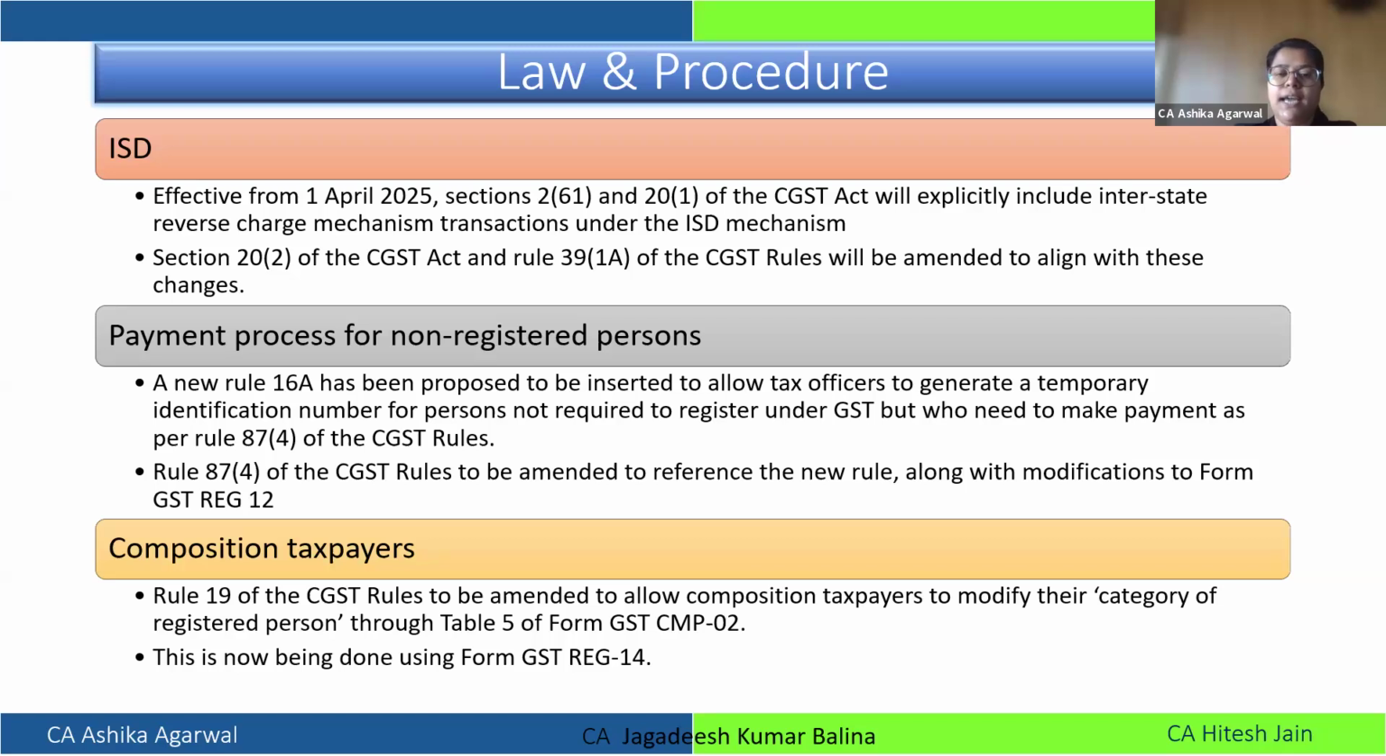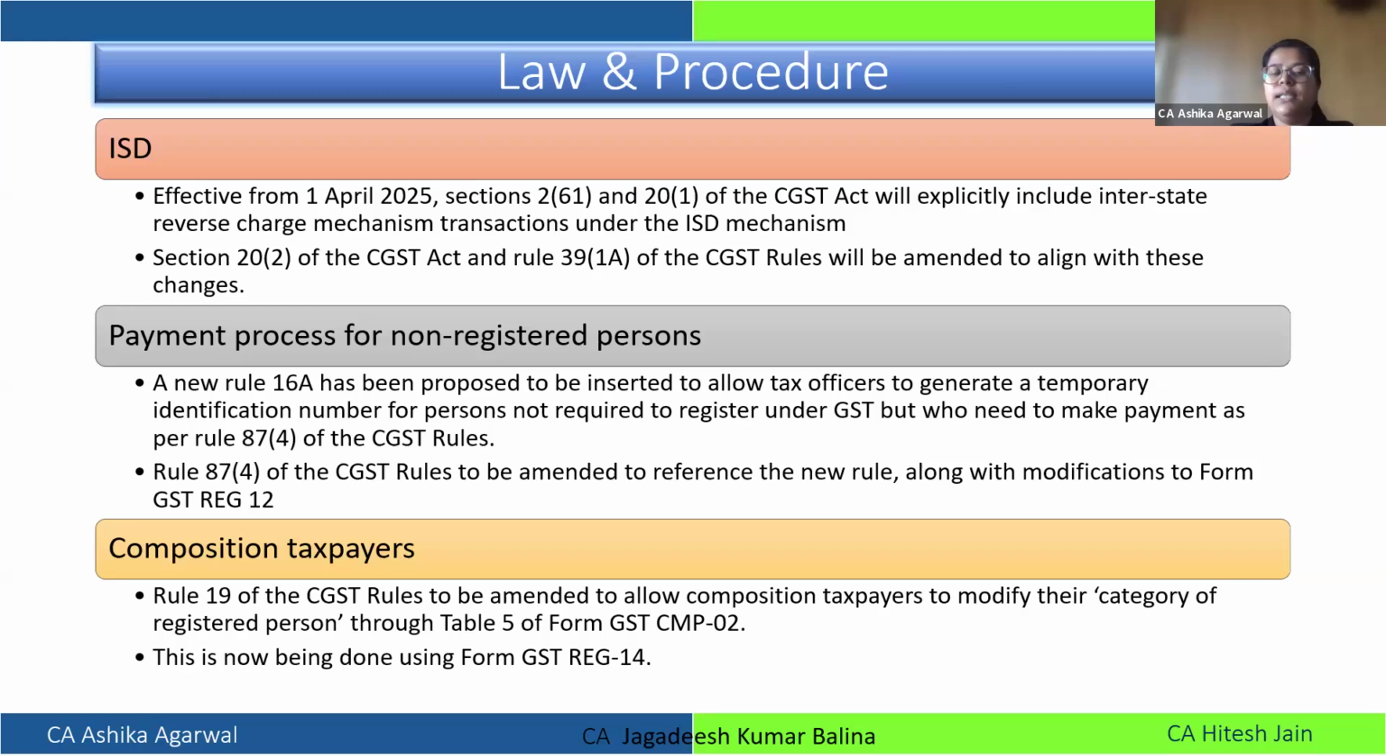Now, the recommendation they have made is this: when they made the change in the definition of input service distribution earlier, they covered only CGST RCM, intrastate RCM. Interstate RCM was not covered. Now the amendment is proposed to also cover interstate RCM, so that ISD will pay under RCM and will distribute that credit to the branches to which it is relevant. And accordingly, they have suggested changes in the rules also for the distribution.